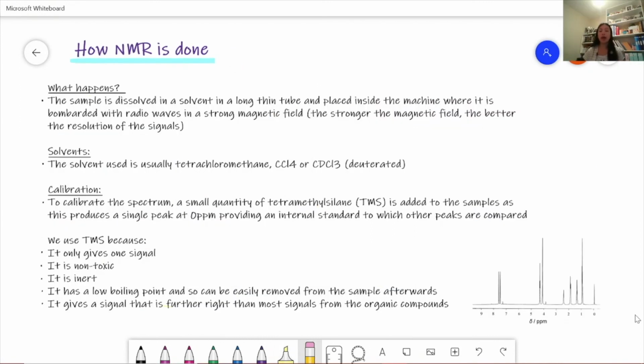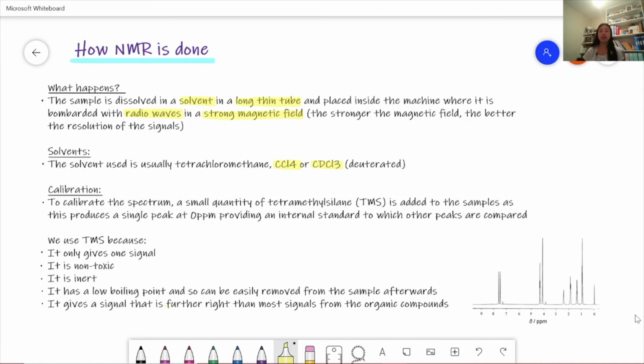Now we're going to look at how NMR is done. So what happens is that the sample is dissolved in a solvent, and this is in a long, thin tube. And it's placed inside the machine where it's bombarded with radio waves in a strong magnetic field. And the stronger the magnetic field we use, the better the resolution of the signals, so the clearer they are. And the solvent we use is normally tetrachloromethane, CCl4, or CDCl3, which is the deuterated version, which just means that we've replaced a chlorine with deuterium.